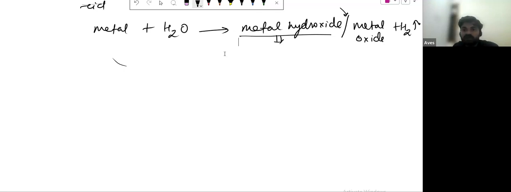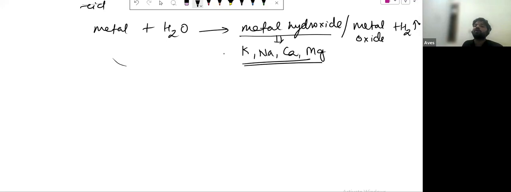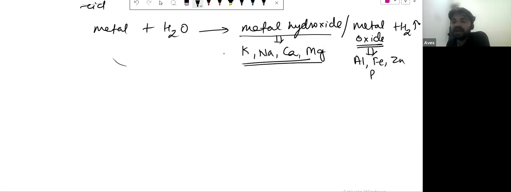Okay. So let's move further, dear students. They are the four metals only. Which ones? Potassium, sodium, calcium, and magnesium. When they react with water, they form metal hydroxide. Keep in mind, they are the only four metals. Other metals only form oxide, like aluminium, iron, zinc, lead. When they react with water, they form only oxide.